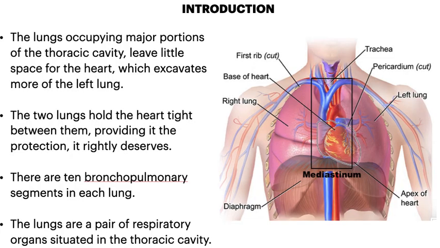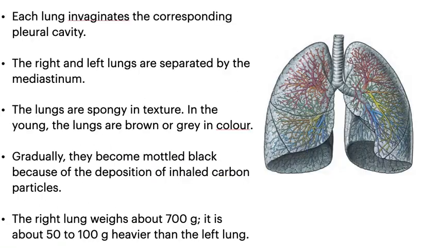The lungs occupy a major portion of the thoracic cavity and leave little space for the heart, which excavates more of the left lung. The two lungs hold the heart tight in between them, providing protection which it rightly deserves. There are 10 bronchopulmonary segments in each lung. The lungs are a pair of respiratory organs situated in the thoracic cavity.